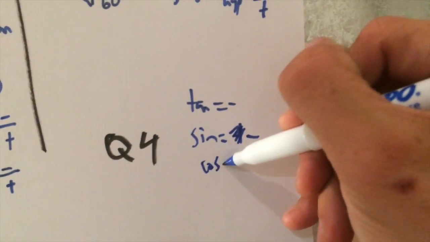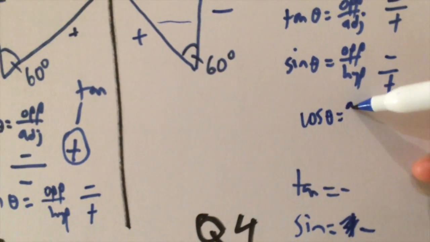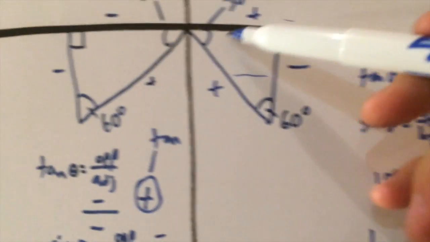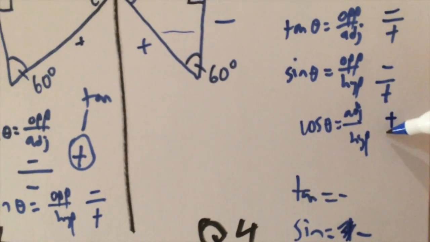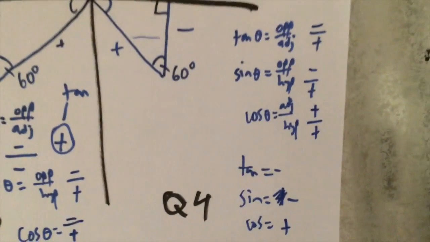Finally, for cosine, cosine theta equals adjacent over hypotenuse. You know the adjacent is positive and the hypotenuse is always positive, so it's going to be a positive over a positive, meaning that the cosine of quadrant 4 is always positive.